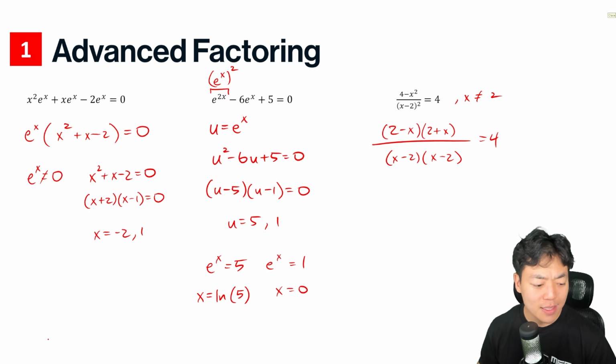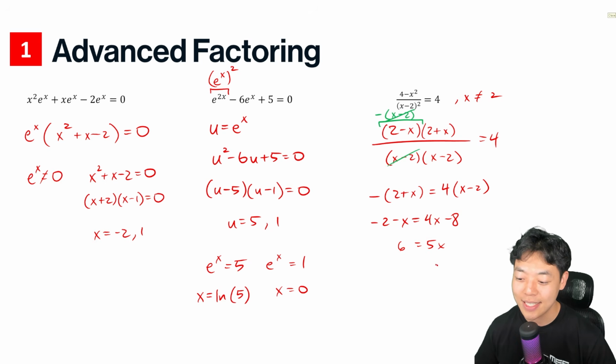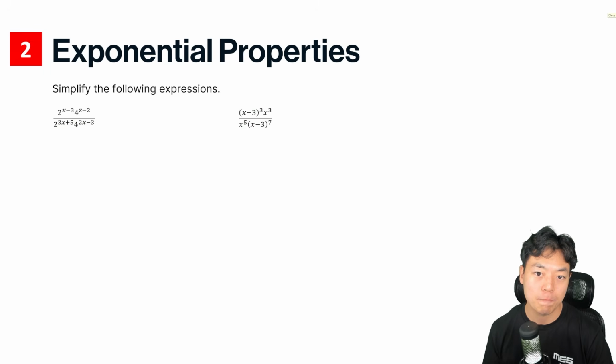So 2 minus x, let's see if we can rewrite that. 2 minus x is the same thing as negative x minus 2. So notice these cancel out. Now we are left with a negative 2 plus x. I'm going to multiply both sides by x minus 2, so I get 4 times x minus 2, and this is where the math gets easy. I'm going to go ahead and solve for x. x will equal 6 over 5. There you have it. Advanced factoring, super important.